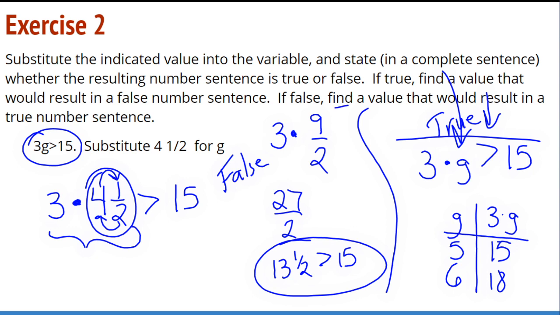So find a value that would result in a true number sentence. If g were 6, this number sentence would be true.